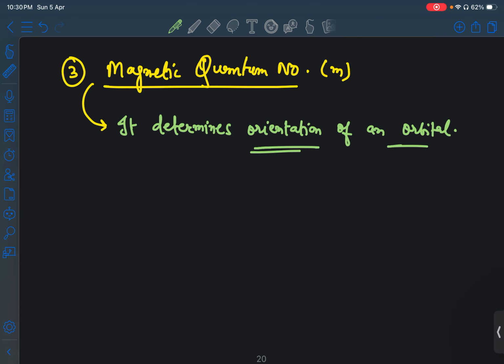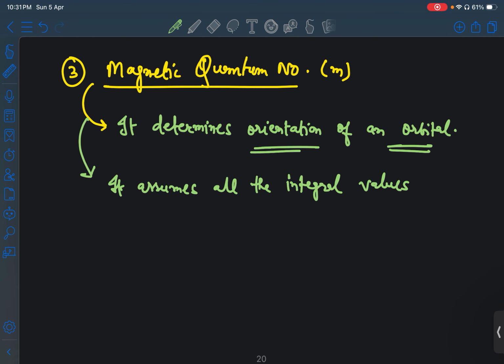Okay. So what is the orientation of an orbital? It means basically the different kinds of orbitals. The different kinds of orbitals are basically given by this m, the magnetic quantum number, and it also assumes values. Let's write about that. It assumes all the integral values from minus L to plus L, including 0.